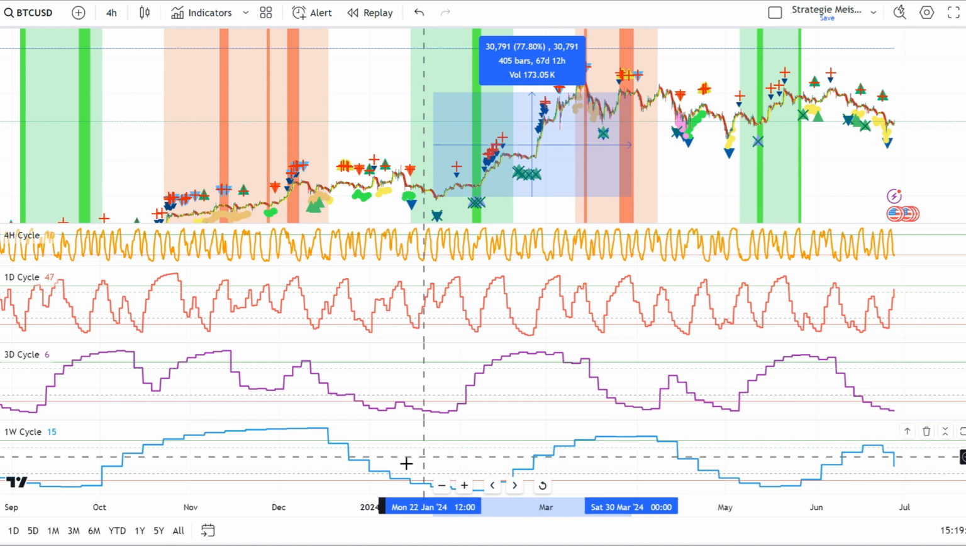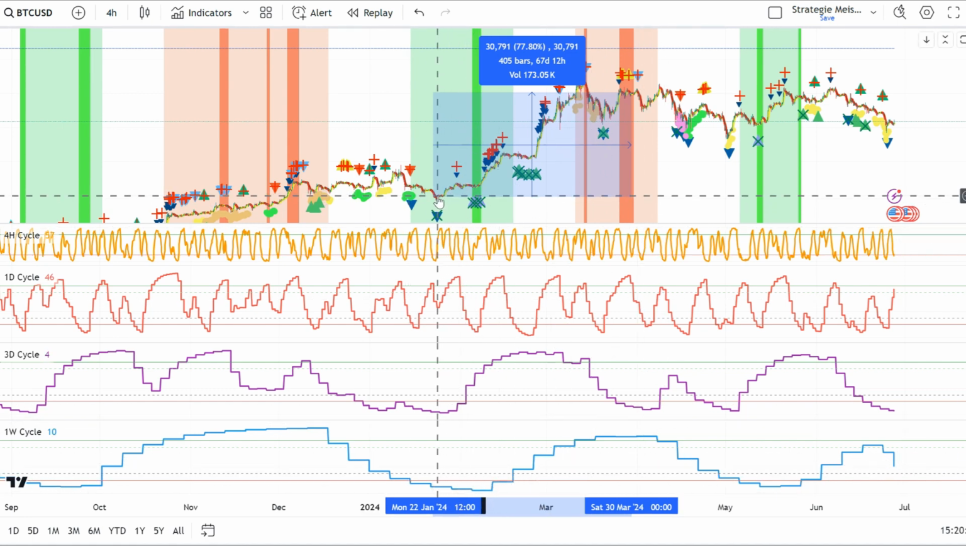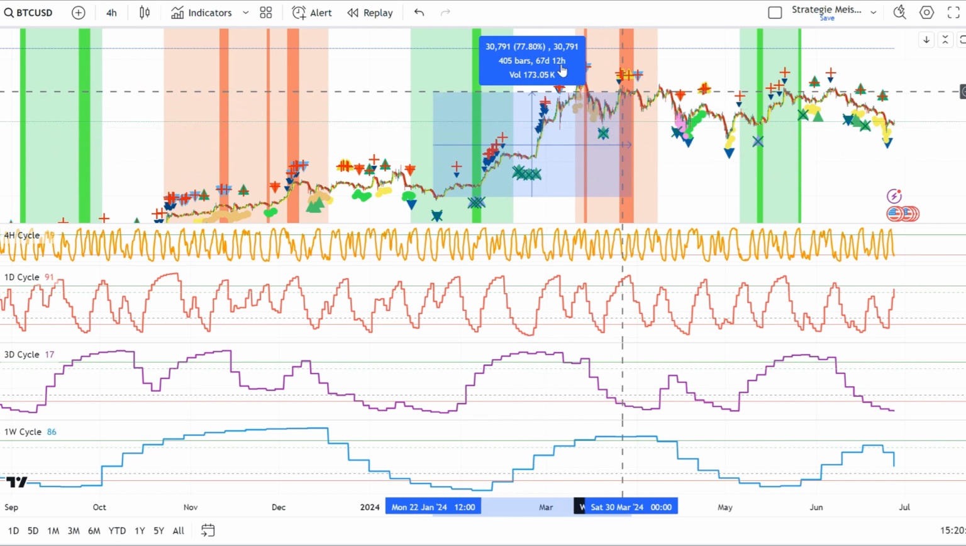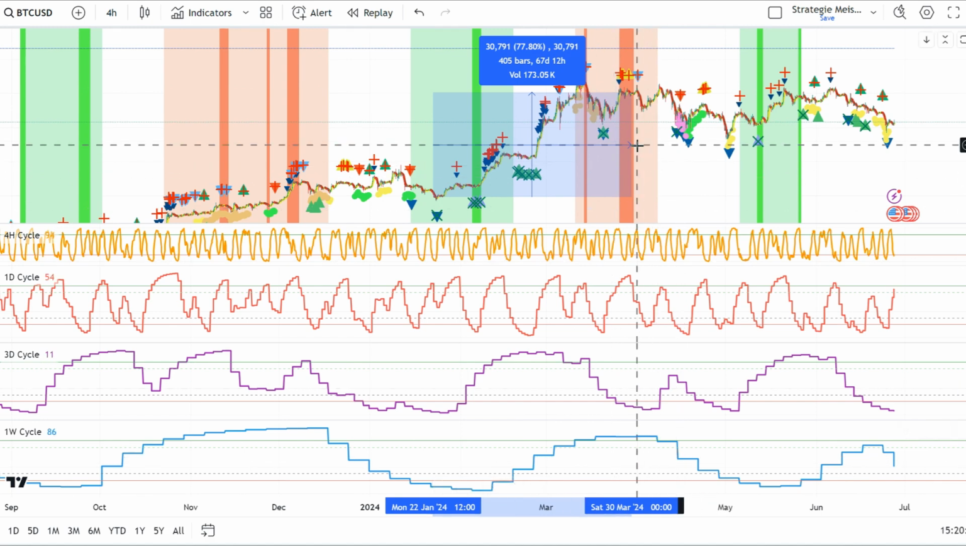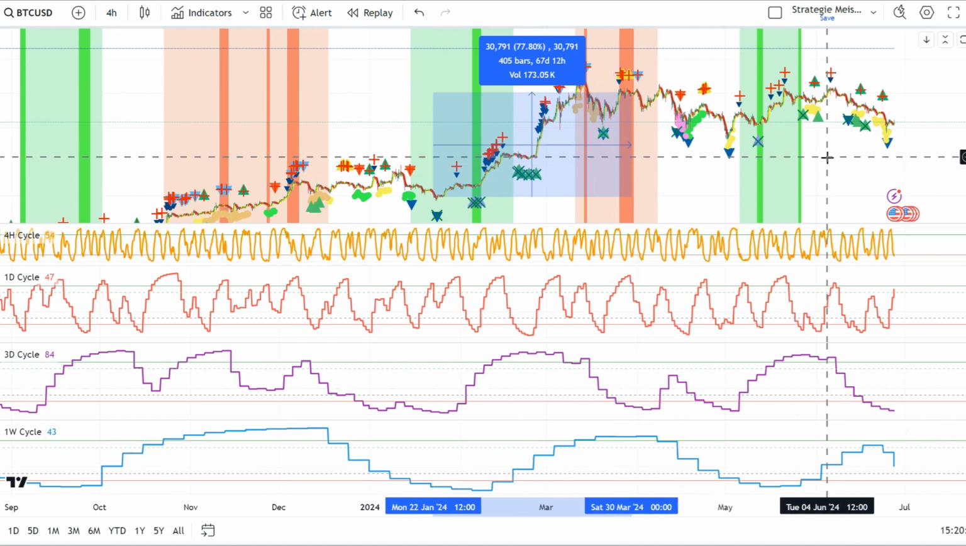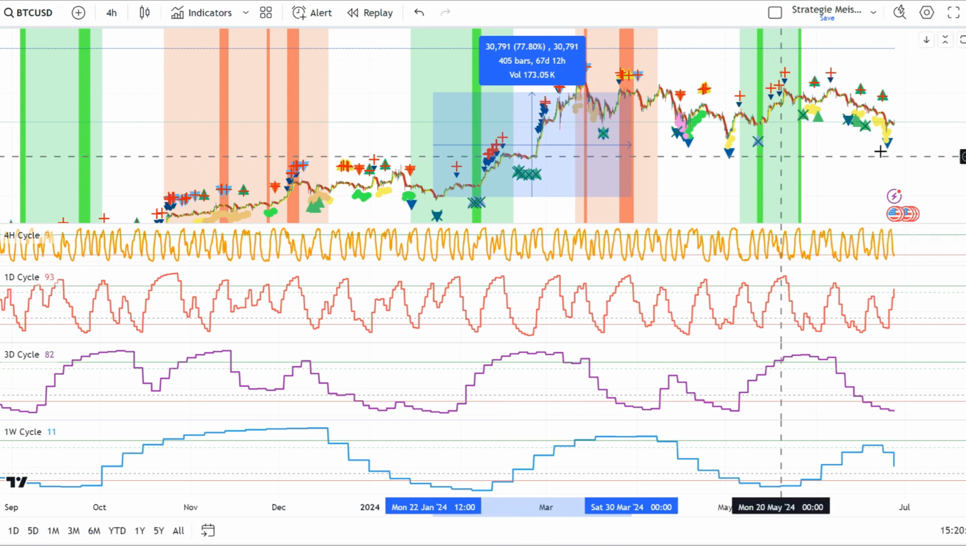So you have to pay attention to this weekly chart right here. Considering we bought Bitcoin in the cycle bottom and we sold it at the cycle top, we made about 77%. So the weekly cycle actually is the best predictor for Bitcoin price and other cryptocurrency prices. You have to use all 4 cycles in order to make an unlimited amount of money.